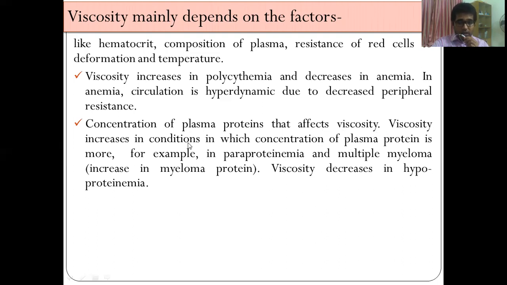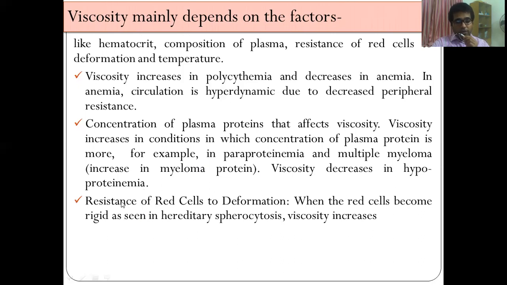Now another point, the concentration of plasma protein affects viscosity. Viscosity increases in conditions in which the concentration of plasma protein is more. For example, in paraproteinemia, the multiple myeloma, there is an increase in myeloma protein, so the viscosity will be increased. On the other hand, viscosity decreases in hypoproteinemia. So the peripheral resistance will be decreased in the case of hypoproteinemia.